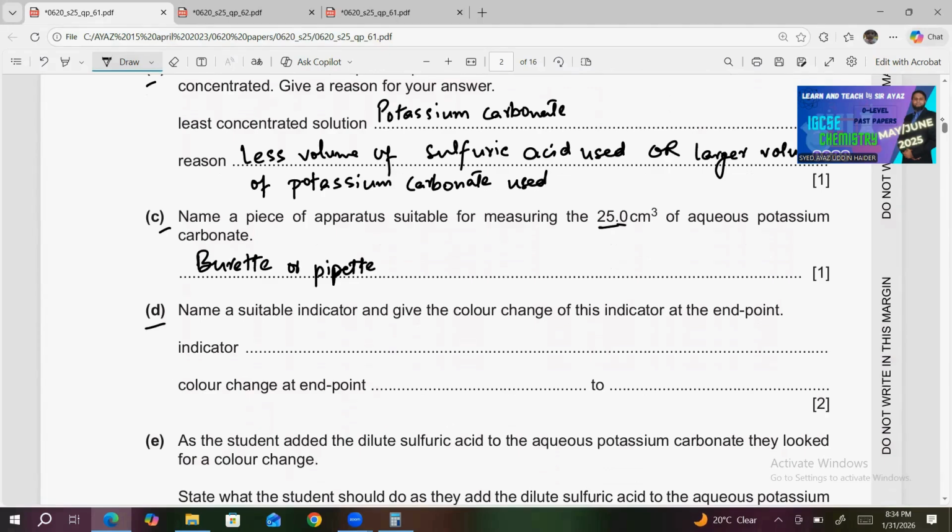D. Name a suitable indicator and give the color change of this indicator at the end point. The indicator they gave in the marking scheme is methyl orange. And this is something which you have to learn. You are adding acid to the potassium carbonate. So potassium carbonate will be the base here. So initially the color will be yellow and it will change to orange.